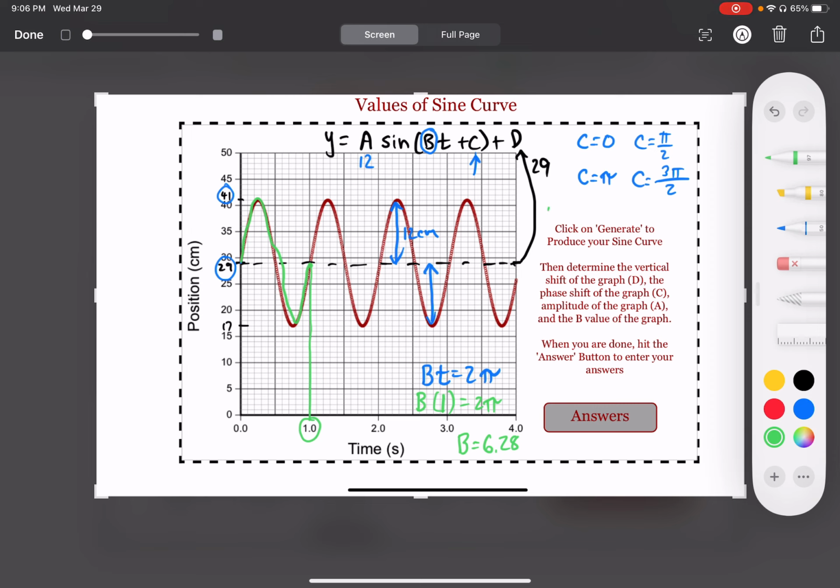So our final equation would be y equals 12 sine 6.28 times x, or t in this case, plus 0 because we had no phase shift, plus 29, that was our vertical shift. So click on answers, type in those values, and hopefully you will have done everything correctly.